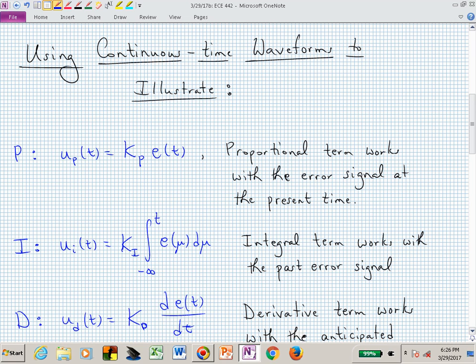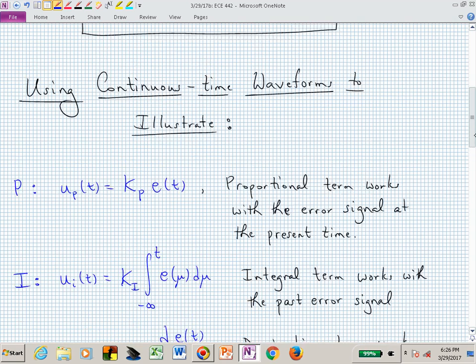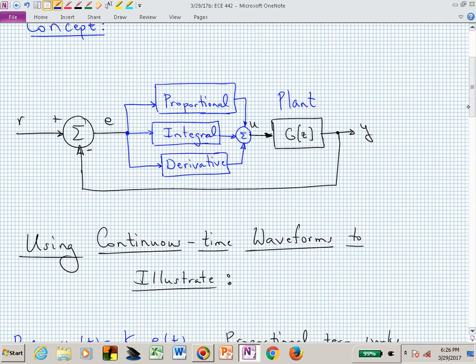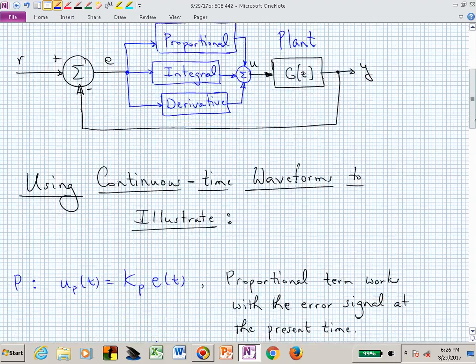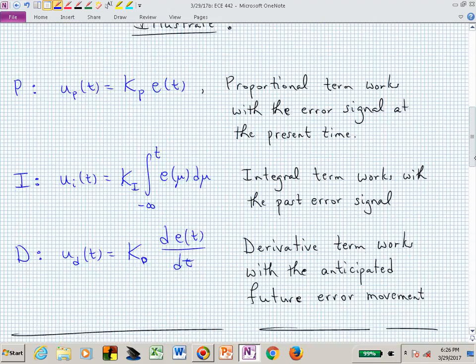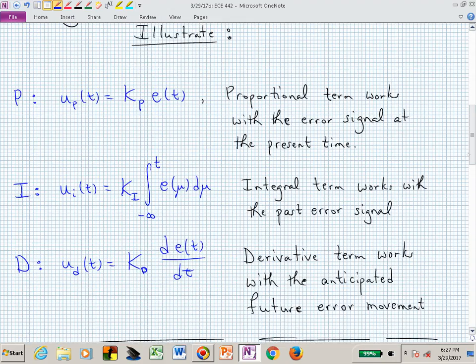So as I'm talking about this, you could virtually erase the integral and the derivative piece and ask, what would happen if I just had a proportional controller? It would take the error signal at the present time, e of t, scale it, and inject that into the plant. That's the use of p at the present time. That's the input to the system at the present time.